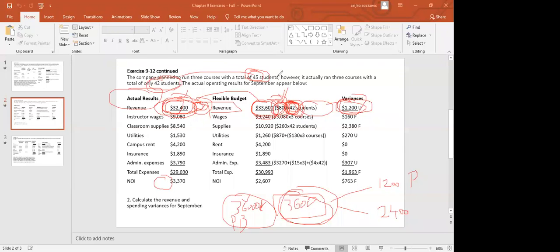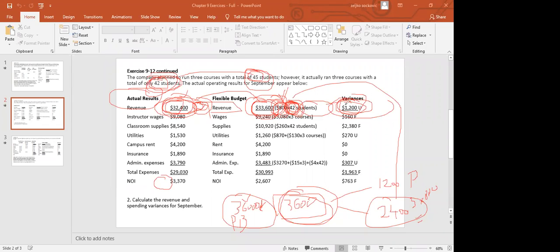We planned for 45 students. We actually had 42 students, so that's 3 students difference. 3 students times $800 is $2,400. So this is why we have the number here, 33,600, which is 2,400 less than 36,000. And that will be the difference just based on quantity, activity, 3 students.